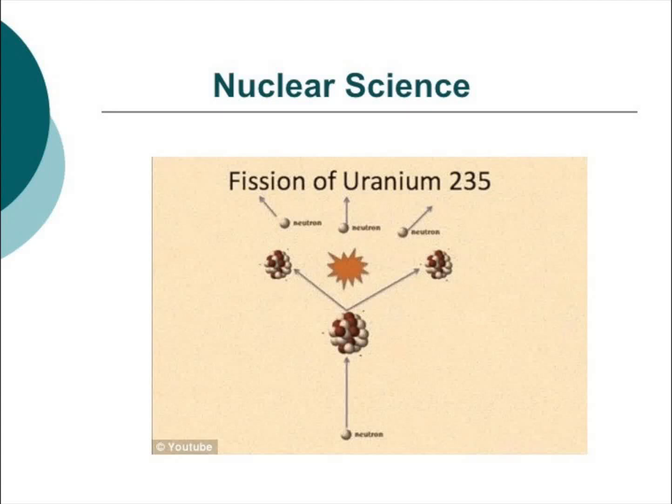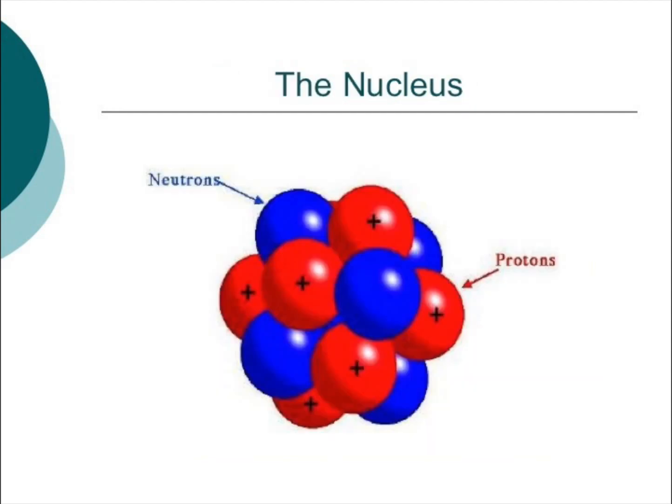This is a brief introduction to the science of the nucleus. The nucleus, the very heart of the atom, is made up of two kinds of particles, neutrons and protons. The protons are positively charged, the neutrons are neutral, they have no charge.